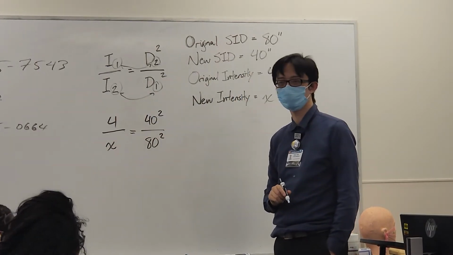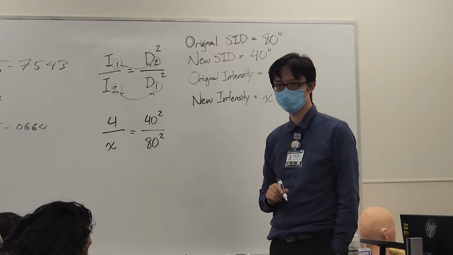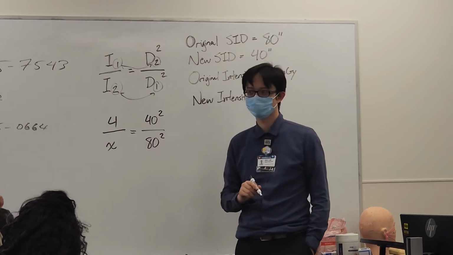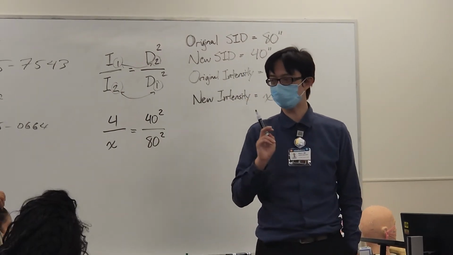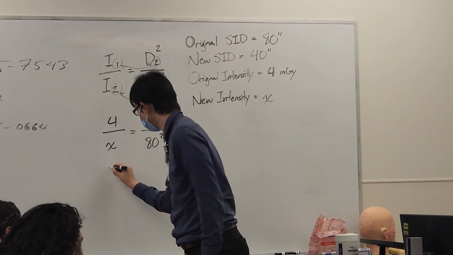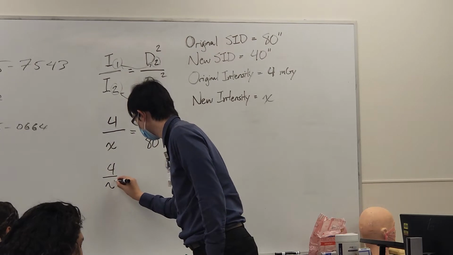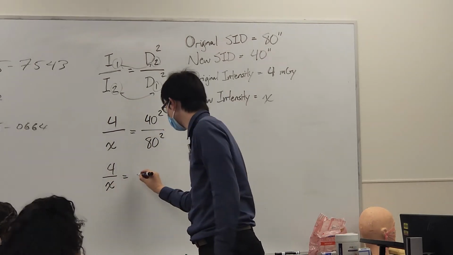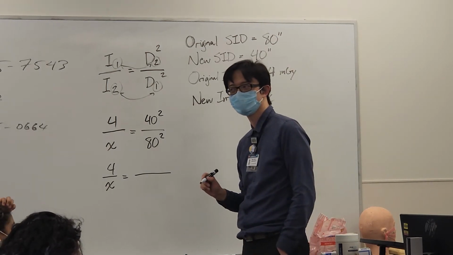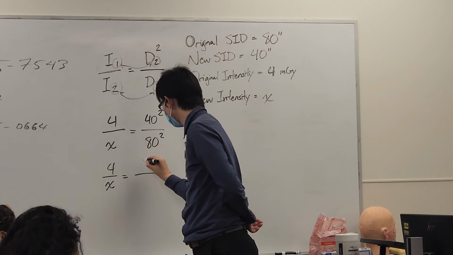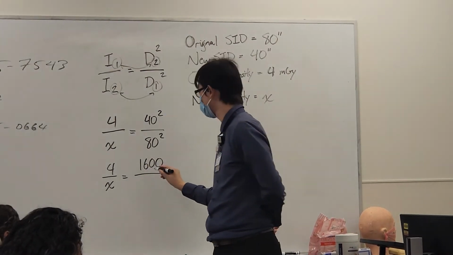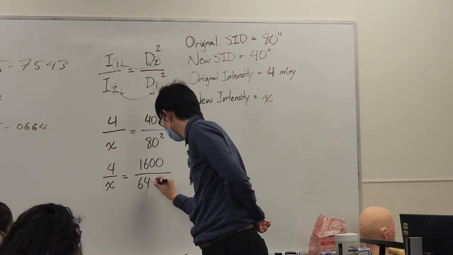How do we solve this? What is our first step? Square. Very good. So let's simplify. Let's square our numbers first. Over here we still have 4 over x, but on this side we have 40 squared, which is 1,600, over 80 squared, which is 6,400.